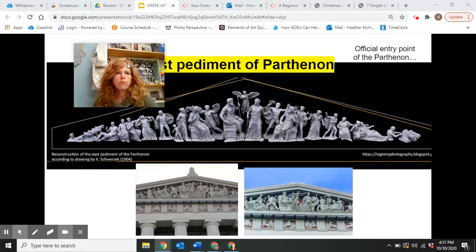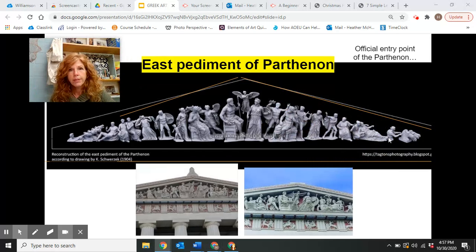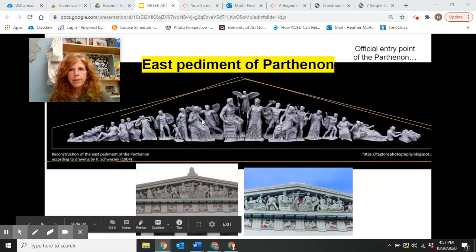The east pediment of the Parthenon, right? The pediment being that triangular shape that sits up top.